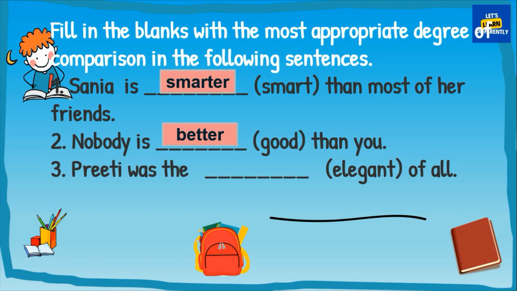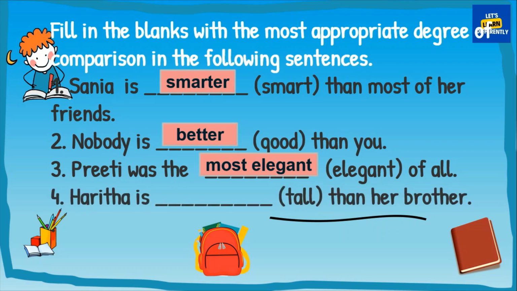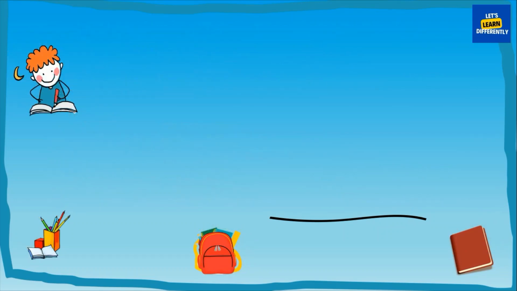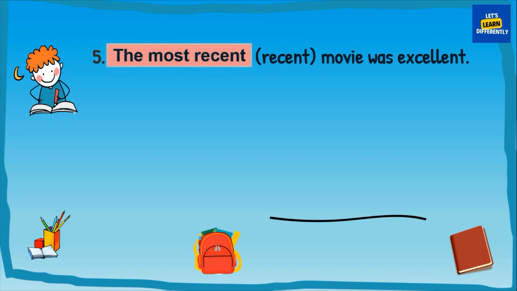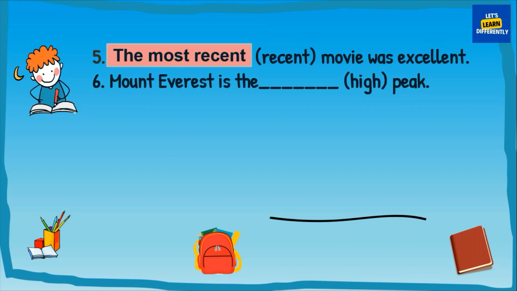Priti was the dash elegant of all. Priti was the most elegant of all. Harita is dash tall than her brother. Harita is taller than her brother. Dash recent movie was excellent. The most recent movie was excellent. Mount Everest is a dash high peak. Mount Everest is the highest peak.